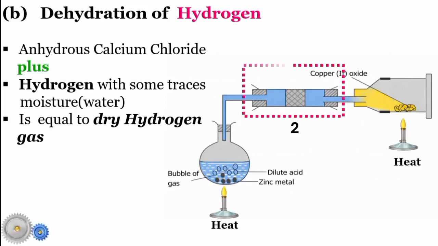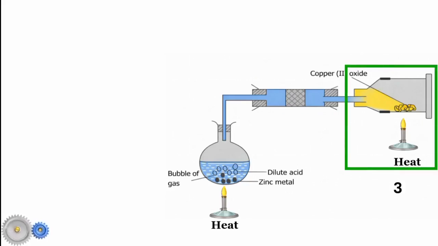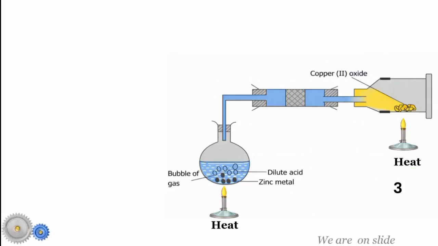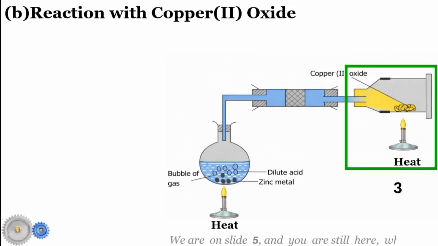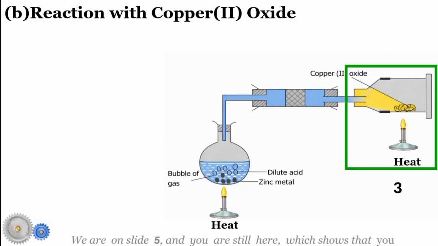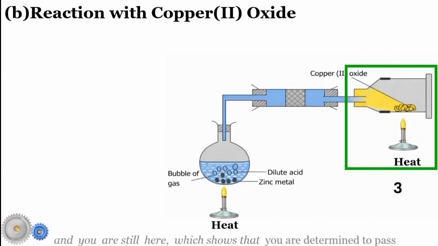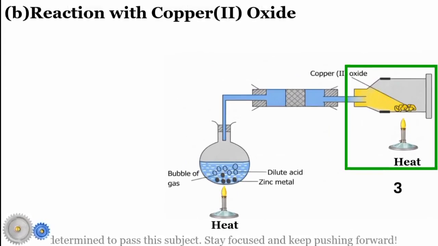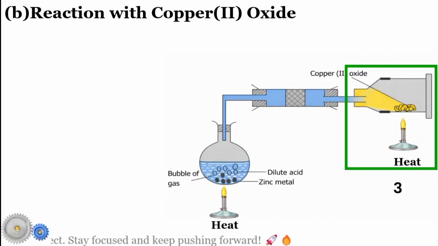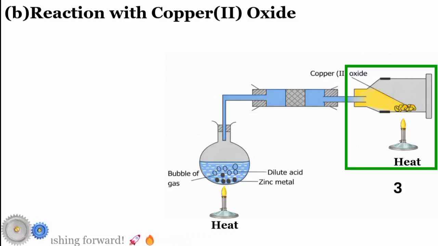Let us move to the next stage of this experiment, which is reduction of copper(II) oxide. Dry hydrogen gas plus copper(II) oxide will lead to production of pure copper and water. In this case, we have seen that hydrogen gas has removed oxygen from copper(II) oxide, and water has been formed, and pure copper has been produced also. So we can clearly see that hydrogen gas is acting as a reducing agent. At the same time, hydrogen gas is acting as an oxidizing agent.